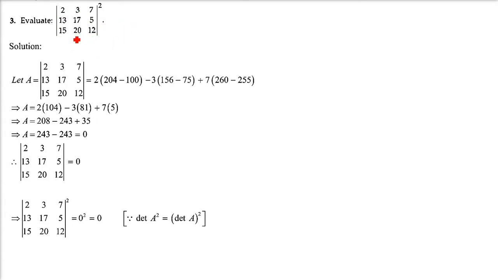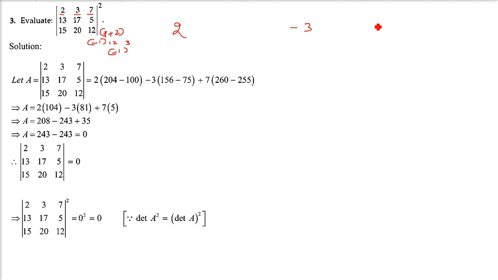I'll just expand it. You can use any row or any column to expand it, but the simplest is the first row. So we'll expand it using the first row. 2 into something, minus 3. Minus 3, why? Because the sign always depends on minus 1 to the power i plus j. Since the number 3 is at the A12 position, 1 plus 2, minus 1 to the power 3, is going to be negative. So it will be 2, and here minus 3, and here it will be 7.